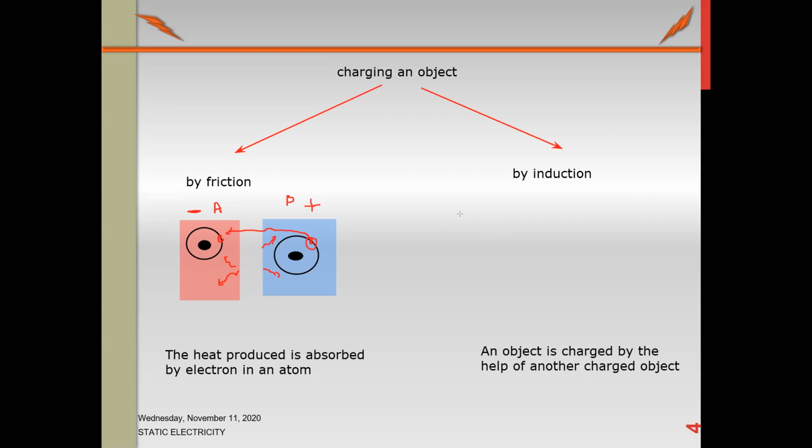Look, you have a material, okay? And this material also consists of atoms. This is the nucleus of an atom. And there are electrons which are revolving. So this is an atom which contains neutrons, protons, and electrons. Now, what is the meaning of induction? An object is charged by the help of another charged object. We call that induction.